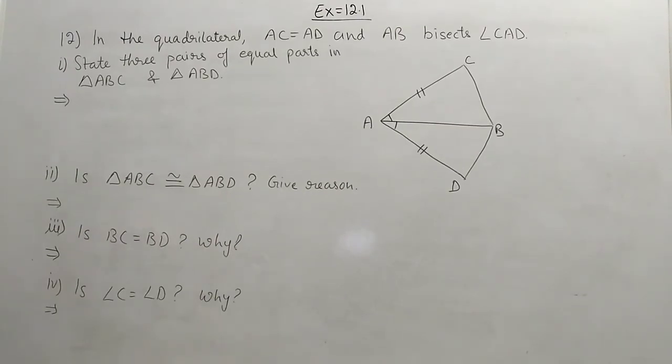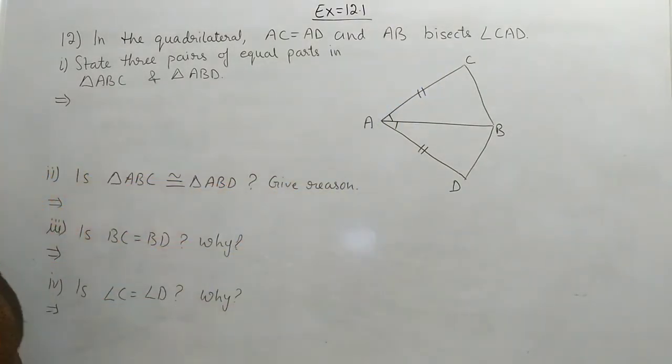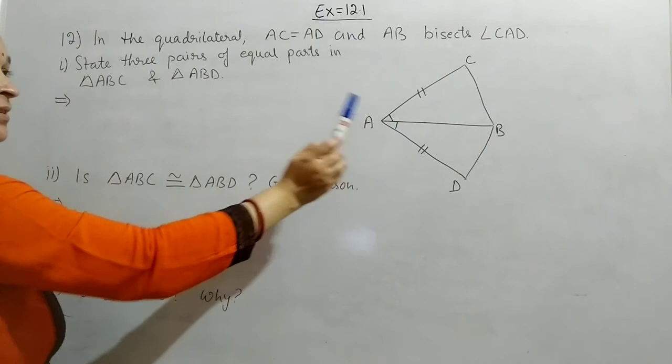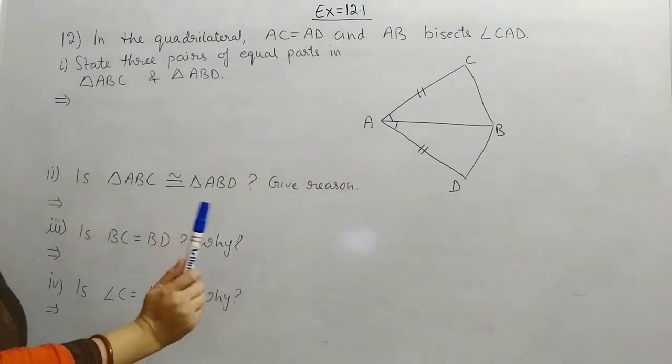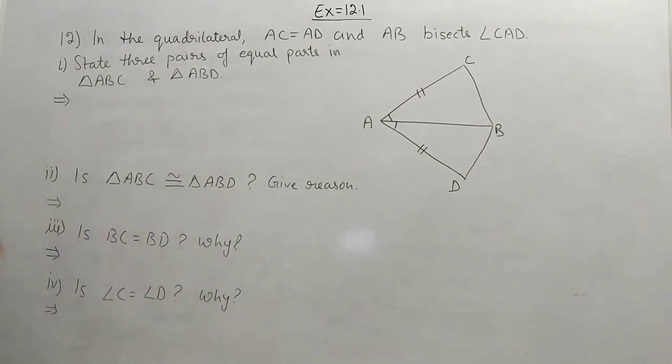Next question number 12. In the quadrilateral, AC is equal to AD, means this side is equal to this side, and AB bisects angle CAD. This AB line is bisecting this angle CAD. It means this and this part will be equal. Half it will divide. Bisect means dividing into half parts.